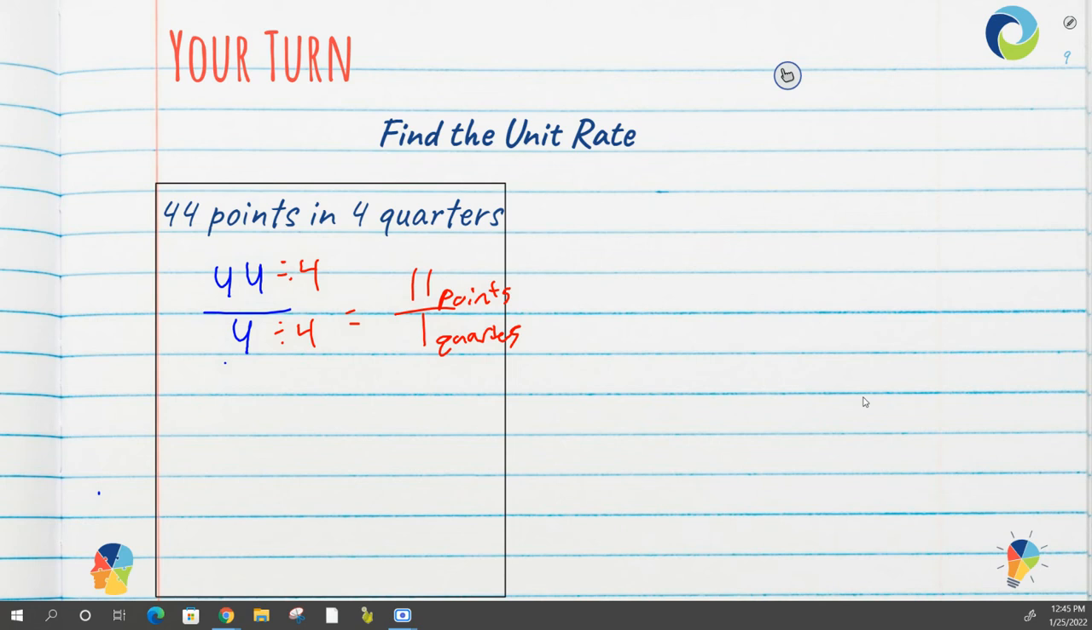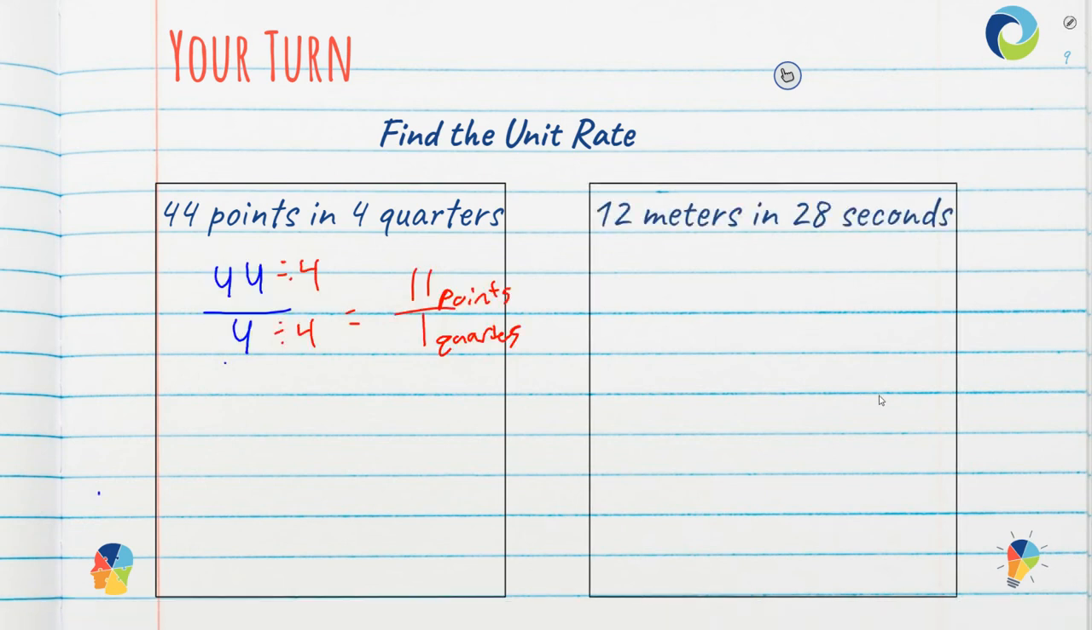Before you volunteer for the next one, I want you to take a look at it. 12 meters in 28 seconds. So I'm going to give you a hint before you volunteer for this one. It will not be an even unit rate. This is going to be the one that comes out as a non-unit rate, which means you're going to have to write it a little bit differently at the end.